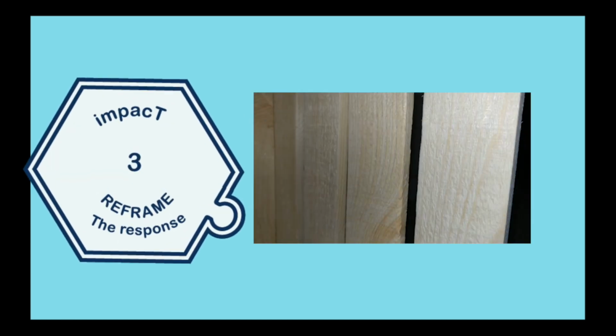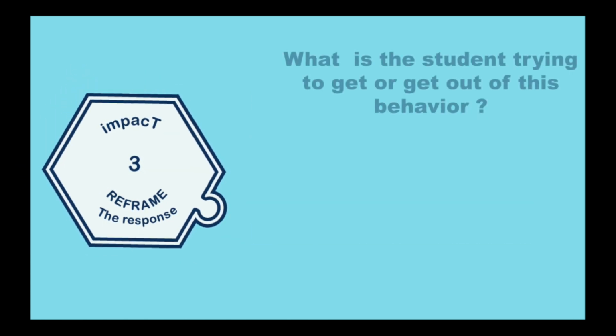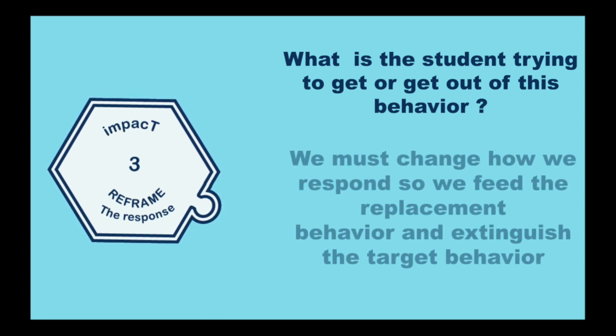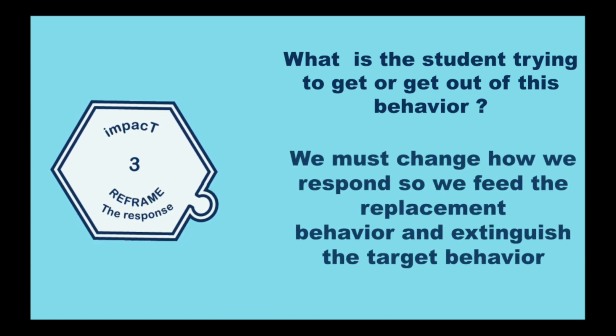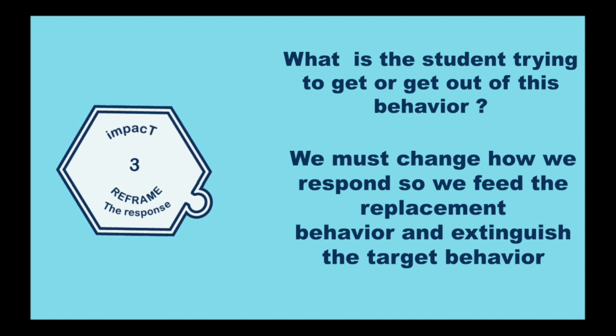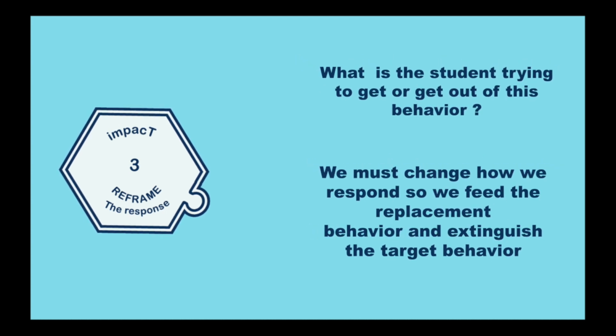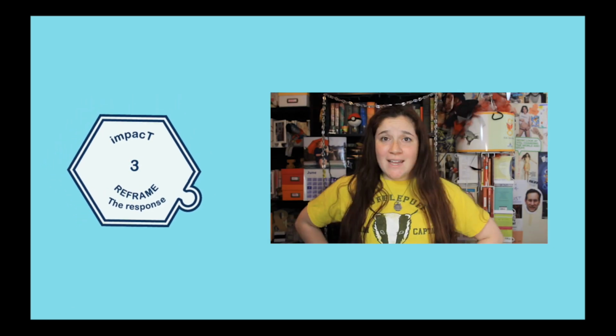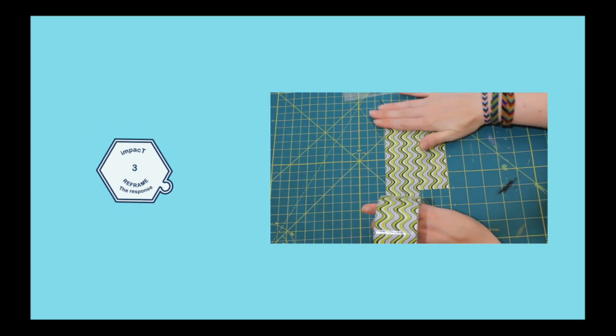And the impact is what the student is trying to gain or what the student is trying to escape by engaging in this behavior. And then the last thing that we have to do is reframe our own response. The reason that we do this is to ensure that we are feeding the replacement behavior and extinguishing the target behavior. And so what that means is we have to do all the changing first to get the behavior change to happen.